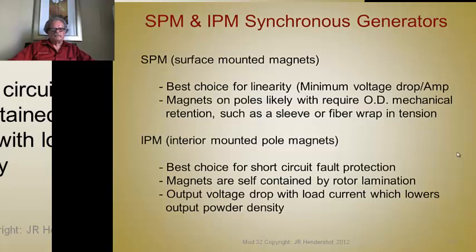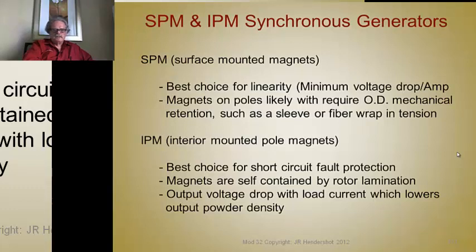As I said before, the surface mount generator is the best choice for linearity and minimum voltage drop under load. But many times for these kind of machines, if the magnets are mounted on the surface, they're going to require mechanical retention, such as a sleeve or wire wrap. Aircraft generators or aircraft exciters used as generators have Inconel or stainless steel sleeves around the magnets. And some of them are single-phase machines, and some are three-phase. With the generator, you don't have to make it a three-phase machine. You can use a single-phase machine.